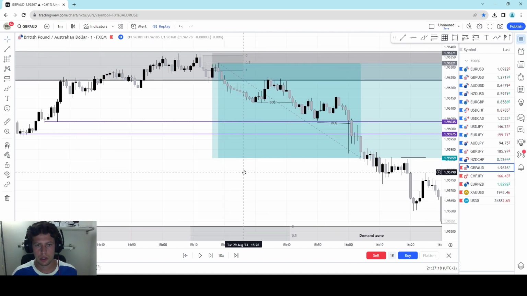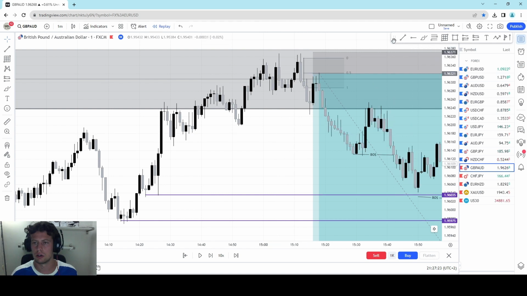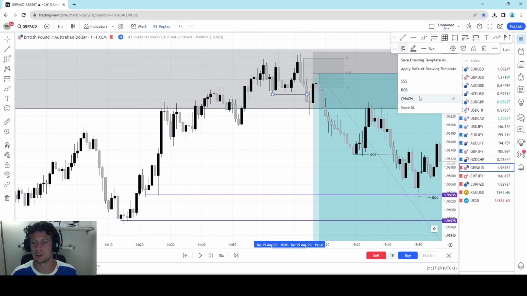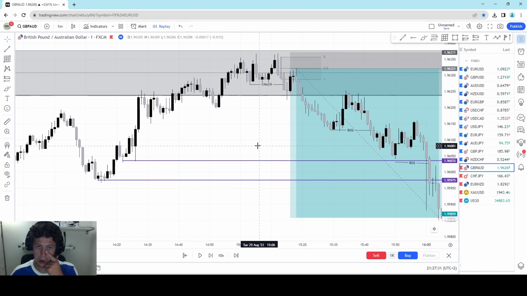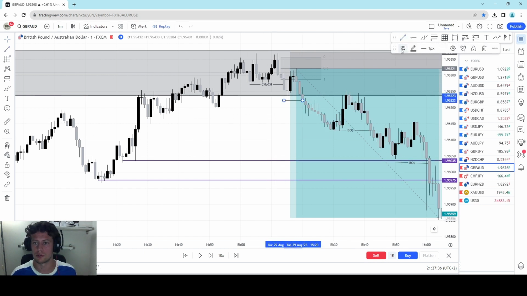So this was a nice trade. I also, yes, here I would consider there is a CHoCH, change of character. So yes, just to show you also the break of structure.